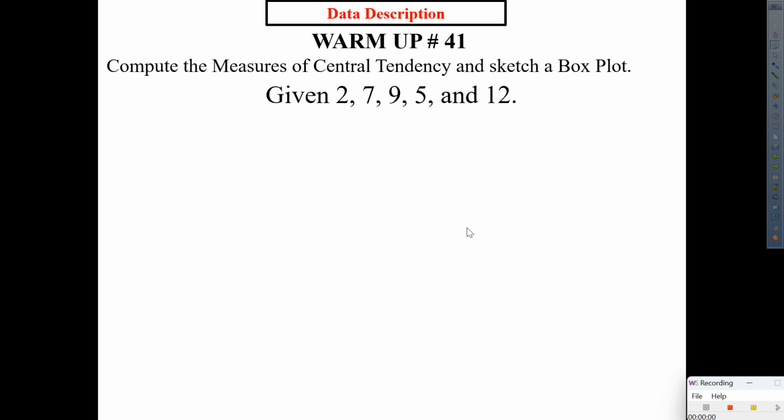Welcome back to another exciting day in mathematics. Woo-hoo. Warm-up number 41 should be just about done. It was to find the measure of central tendency for 2, 7, 9, 5, and 12.